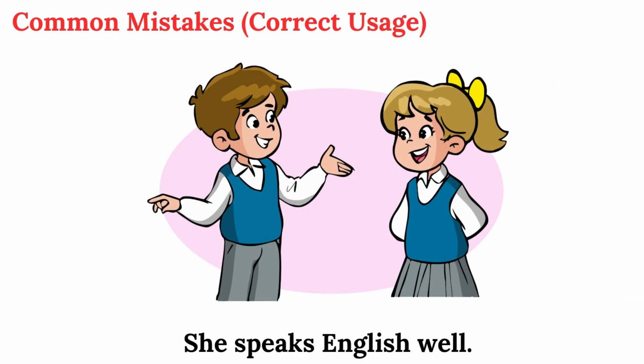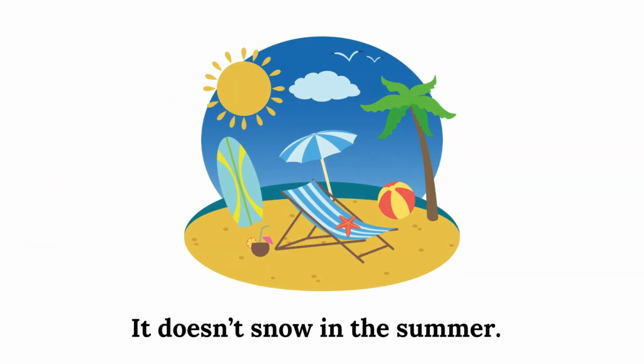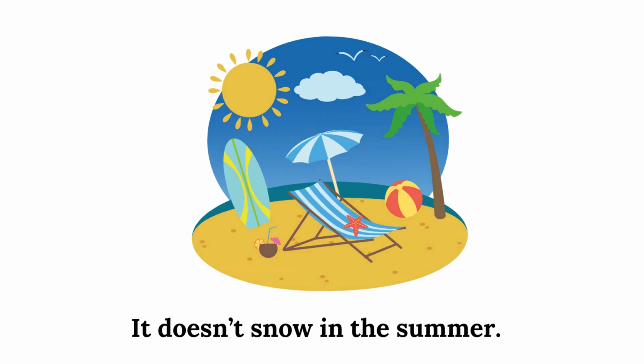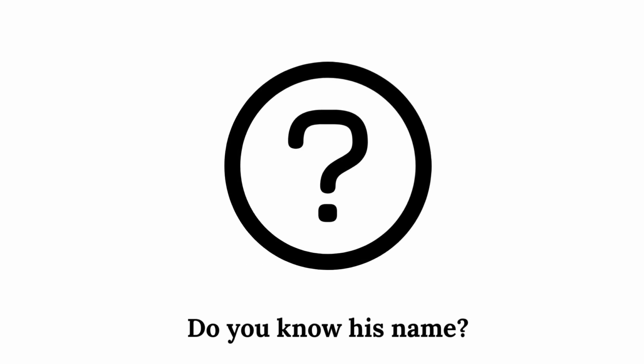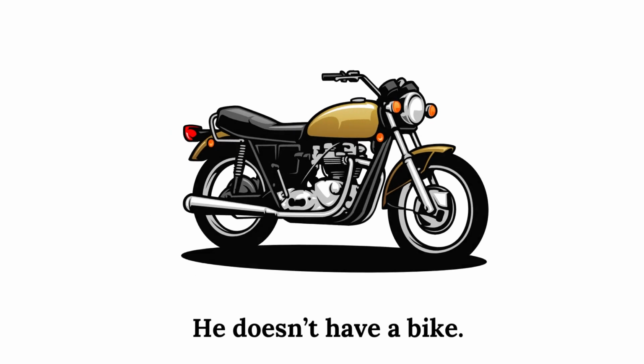Common mistakes, correct usage. She speaks English well. He likes coffee, not tea. It doesn't snow in the summer. Do you know his name? He doesn't have a bike.